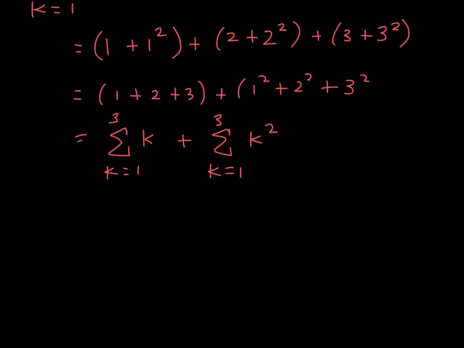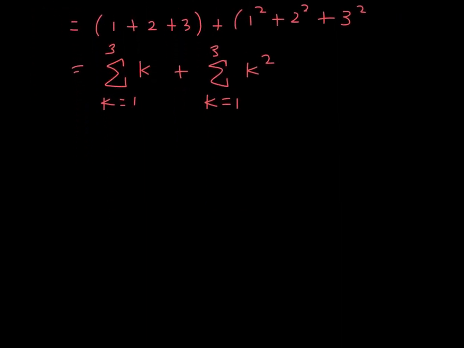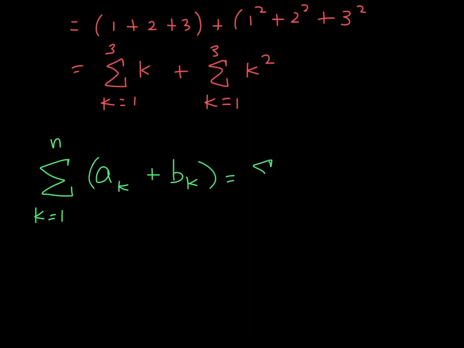So in general, what we're saying is sigma of a sub k plus b sub k as k goes from 1 to n, let's say, is equivalent to the sum of a sub k, as k goes from 1 to n, plus the sum of b sub k, as k goes from 1 to n.